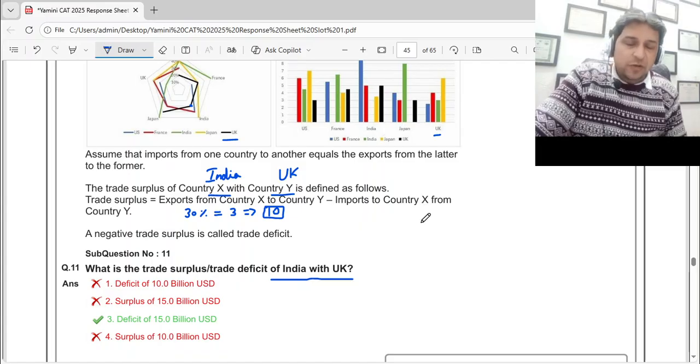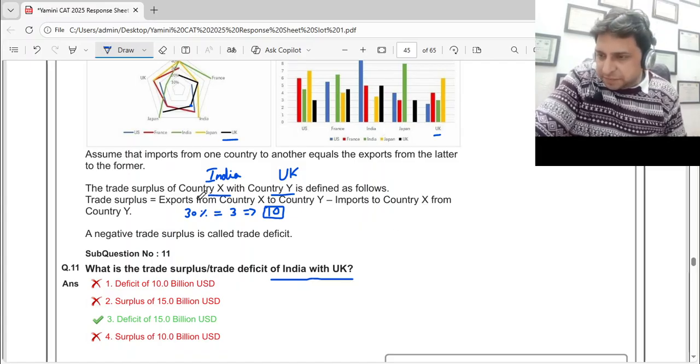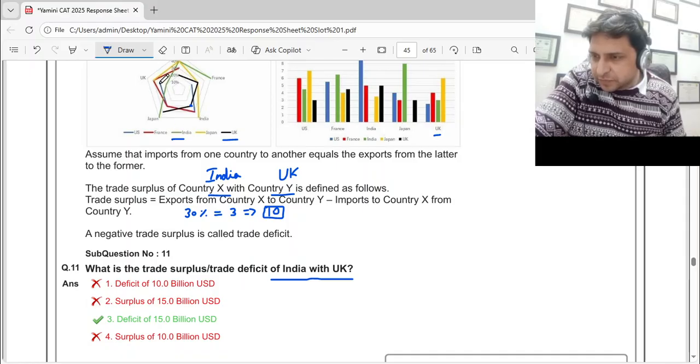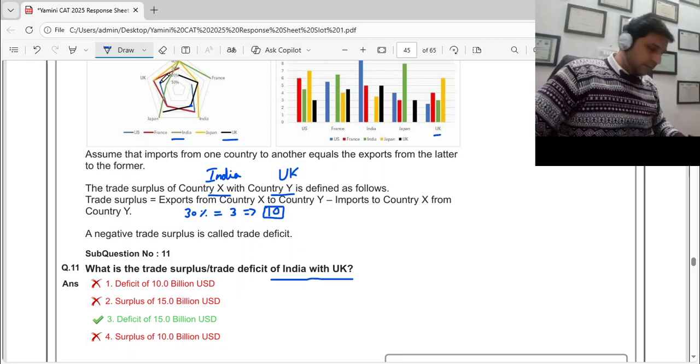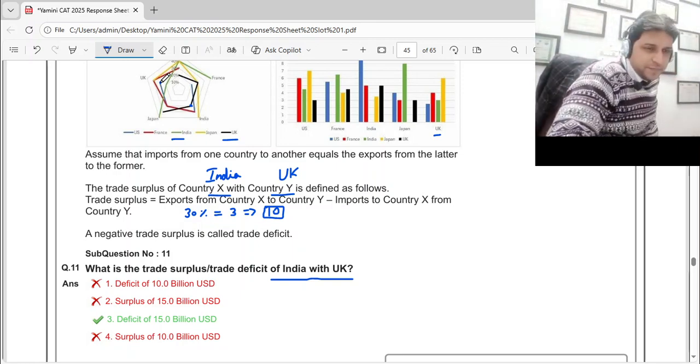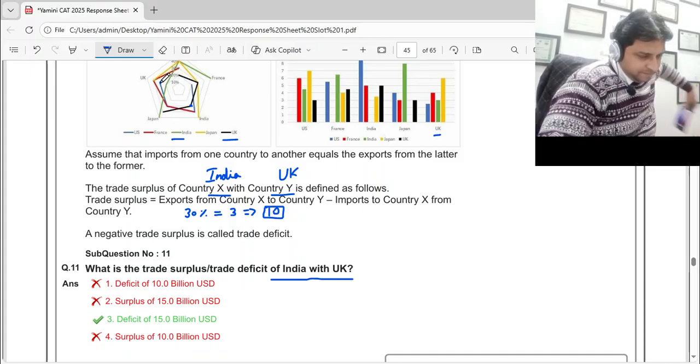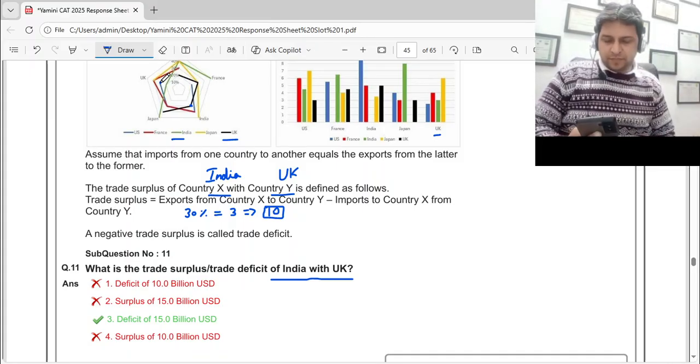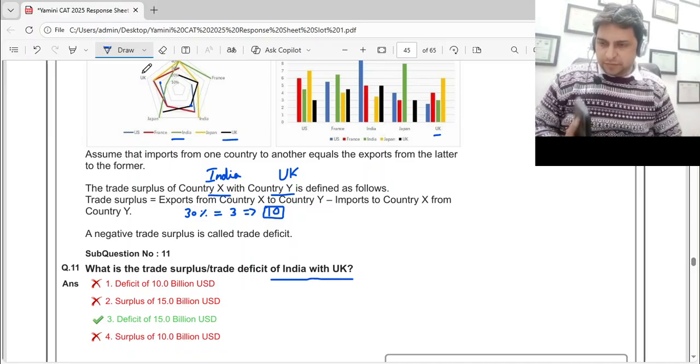import to country X. Now India is importing. So India with UK. The UK is this. So India's line is here. Just hold on a second. Just hold on a second, please.